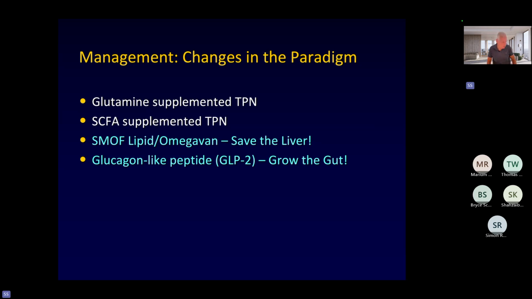Well, there have been changes in the paradigm over the last several years. The number one was glutamine supplemented TPN, glutamine being the precursor of citrulline. I'll talk about that. Short-chain fatty acid supplemented TPN has been tried, but more recently, the use of SMOFlipid or Omegaven can save the liver. And finally, what may now be the holy grail of bowel conservation is the use of GLP-2 to grow the gut.